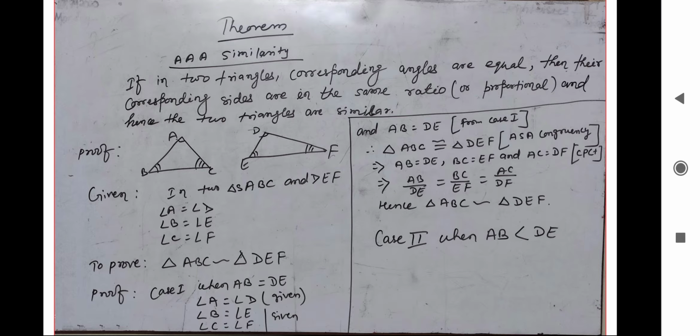Today we will understand AAA similarity. In this theorem, the statement is: if in two triangles corresponding angles are equal, then their corresponding sides are in the same ratio or proportional, and hence the two triangles are similar.